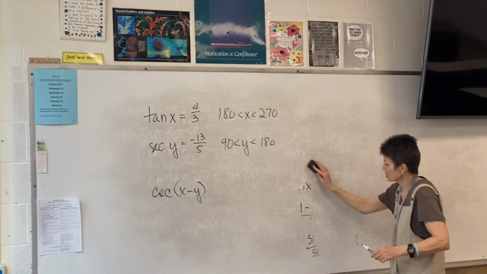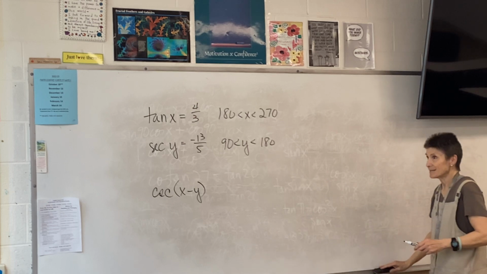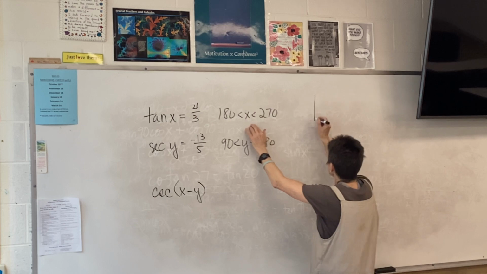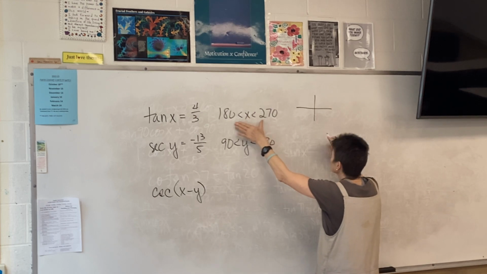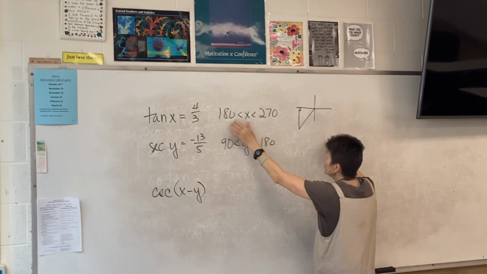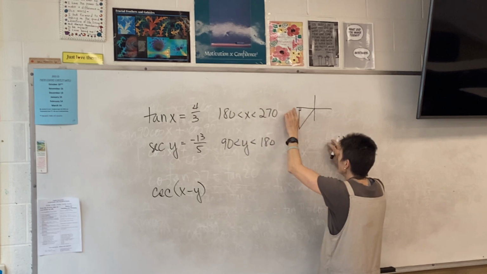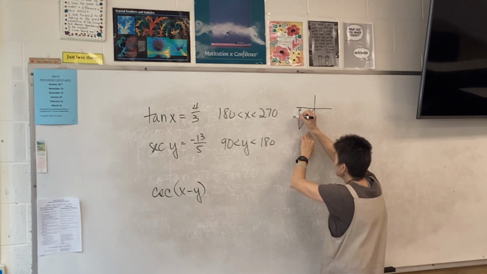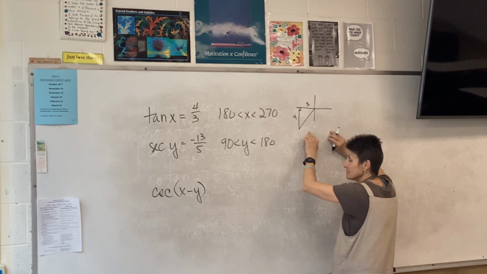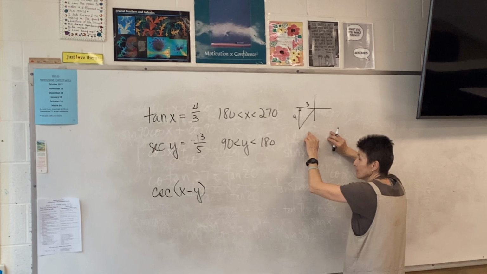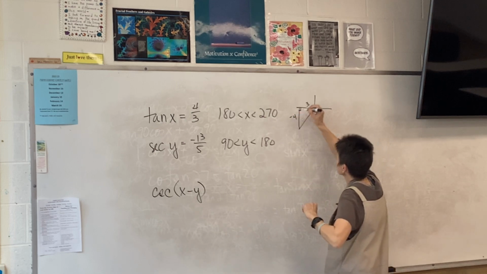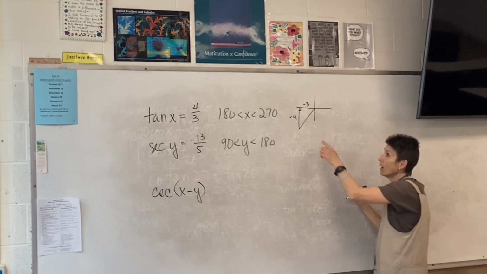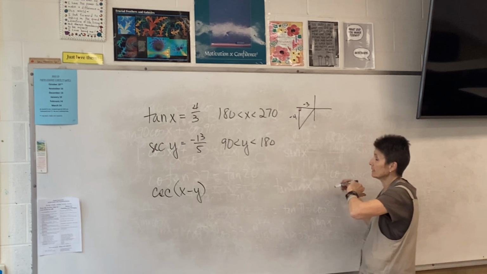All right, so let's just start at the beginning. Let's draw a picture of angle x. Angle x is in quadrant 3. This is a fancy way of saying 180 to 270, that's quadrant 3. And the tangent, opposite over adjacent, is 4/3. But be careful, those are both negative because of the location. Because of being in quadrant 3, those are both negative.